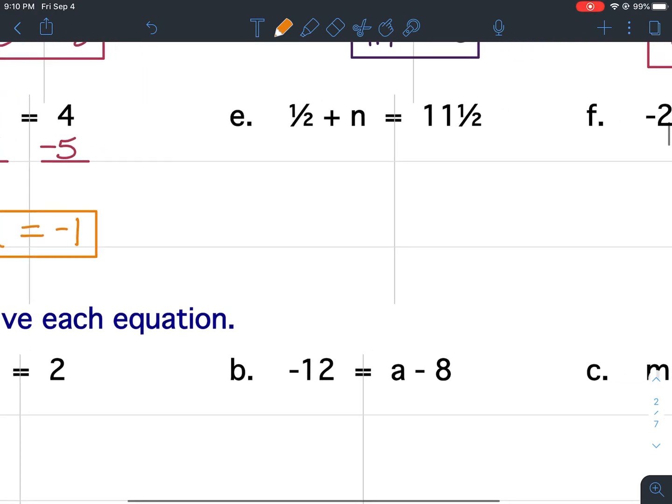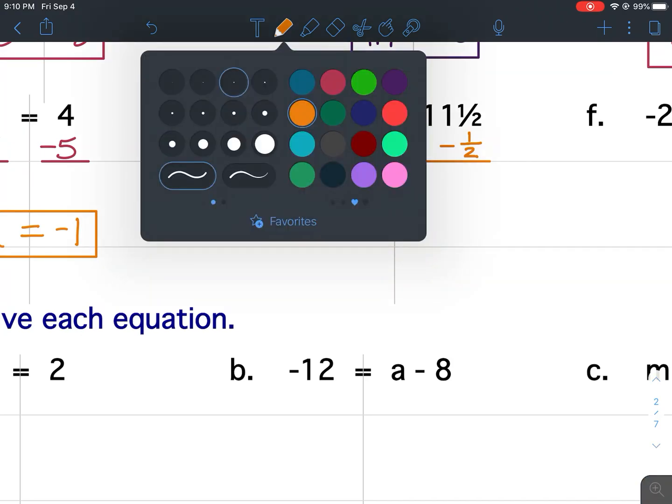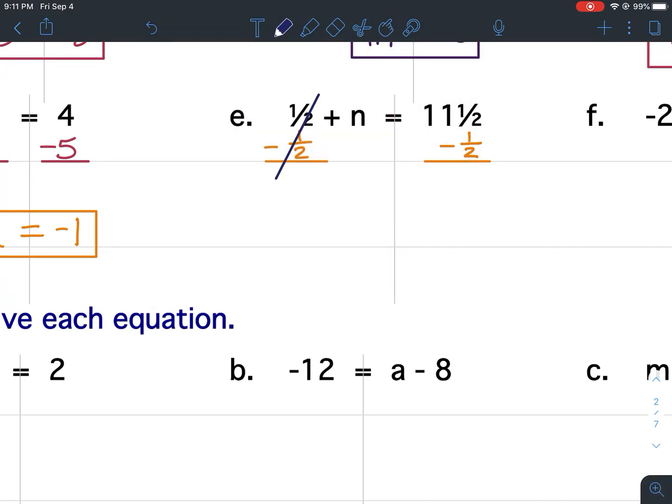Okay, E. I want to isolate the n by getting rid of the positive 1/2. The opposite of positive is negative, so I'm going to subtract 1/2 from both sides. So I'm able to cancel out the halves, which allowed me to isolate the n, get the n by itself, and 11.5 minus 1/2 is simply 11. No calculator needed for that one.